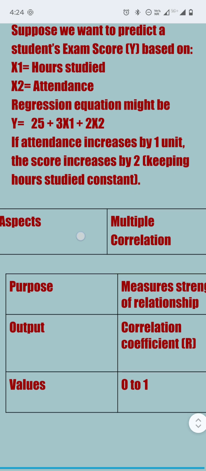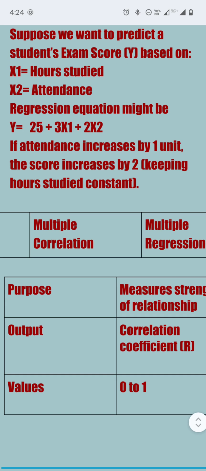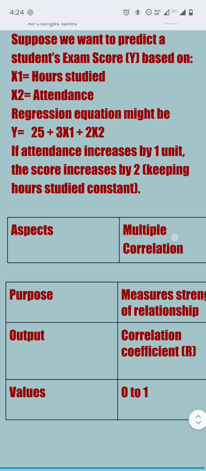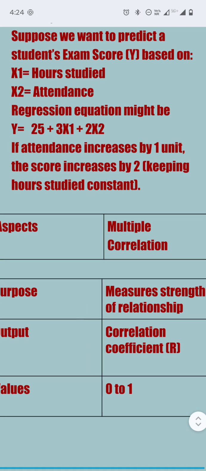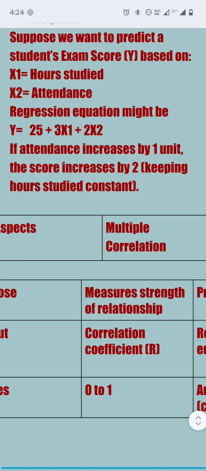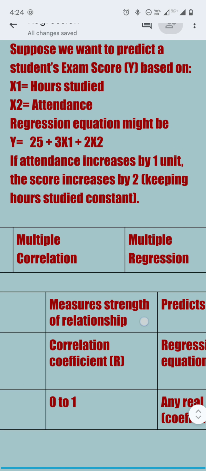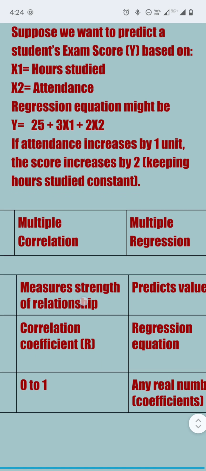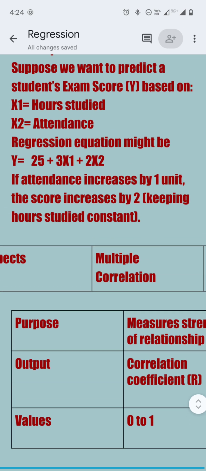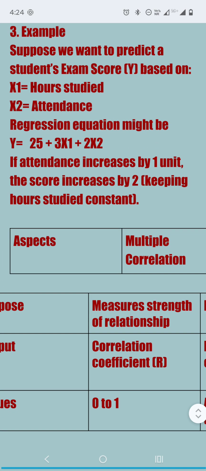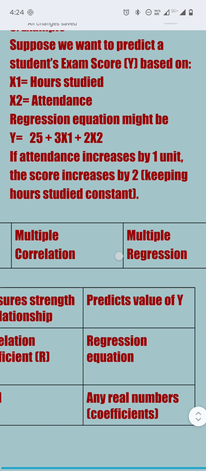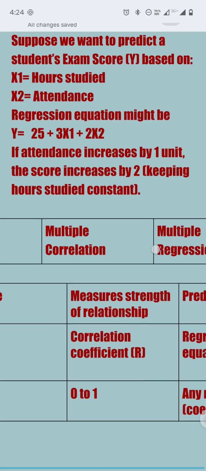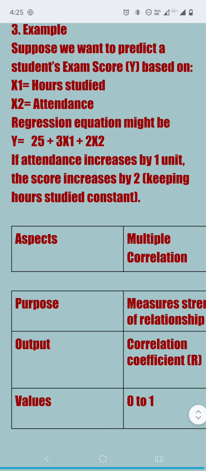What is the difference between multiple correlation and multiple regression? The aspects are purpose, output and values. In multiple correlation, the purpose is to measure the strength of the relationship. In multiple regression, it predicts the value of y. For output, multiple correlation gives the correlation coefficient R, while multiple regression gives the regression coefficients and the regression equation.